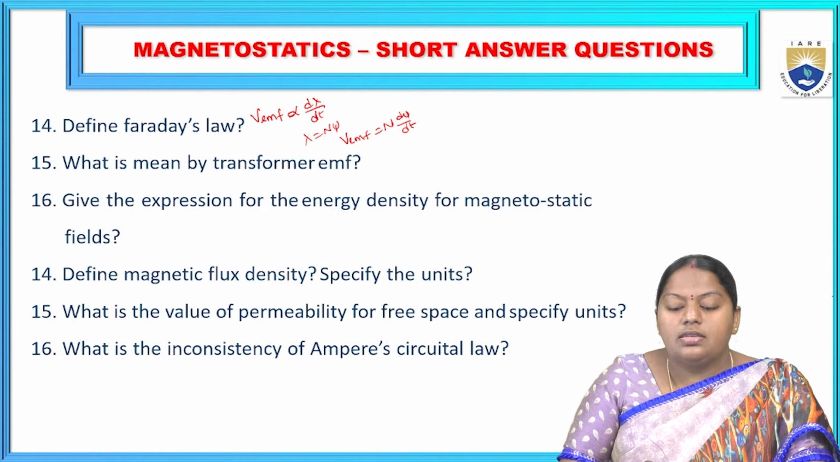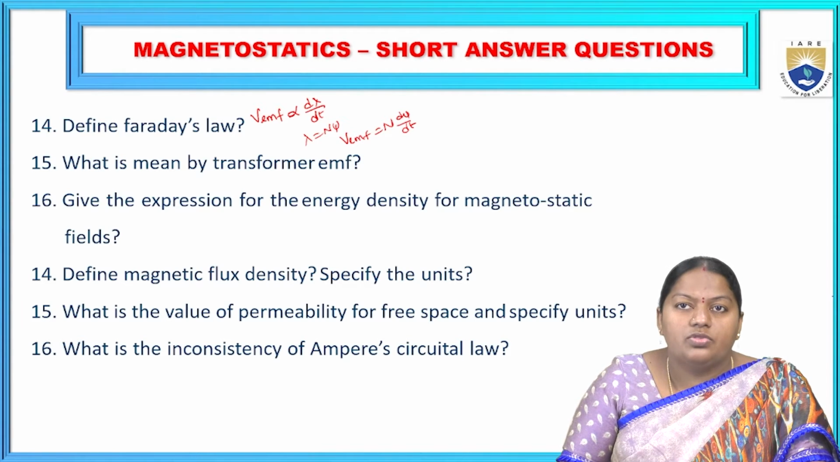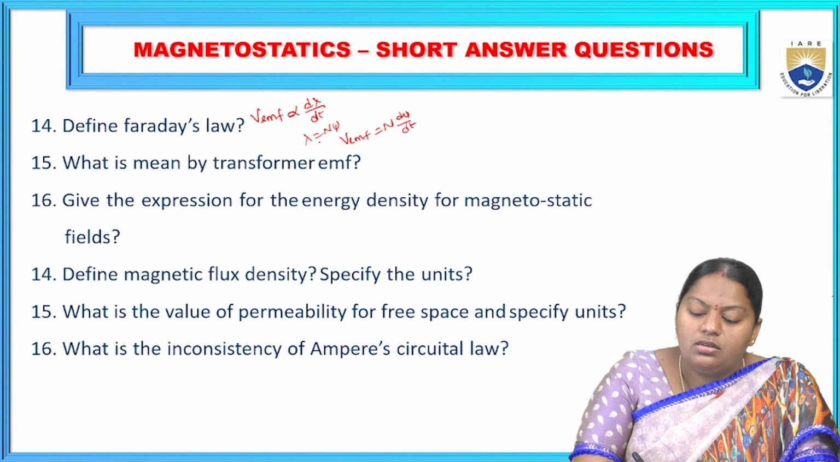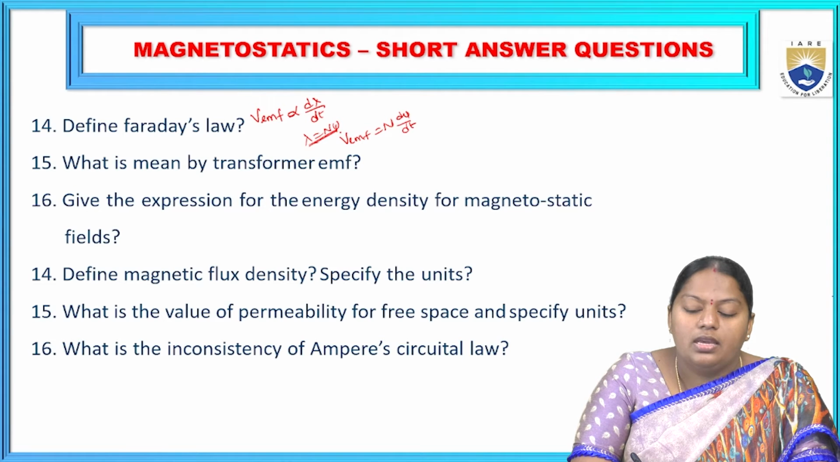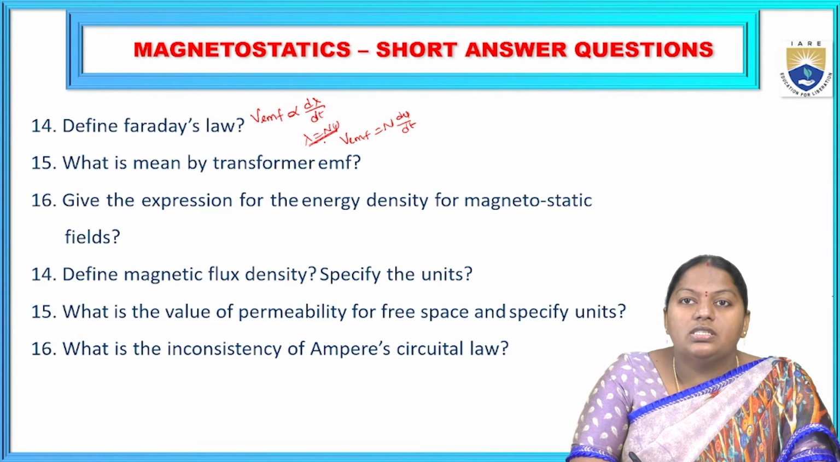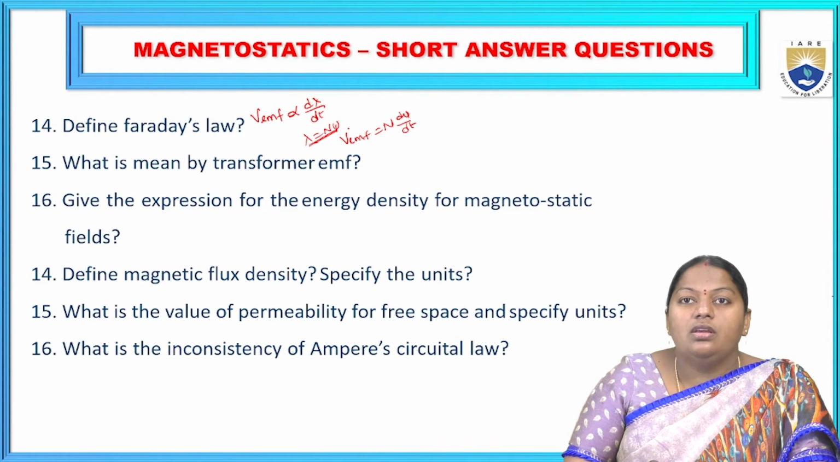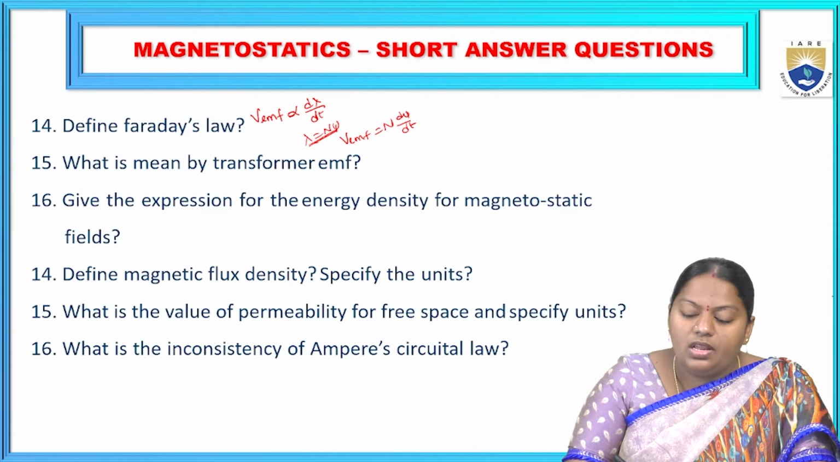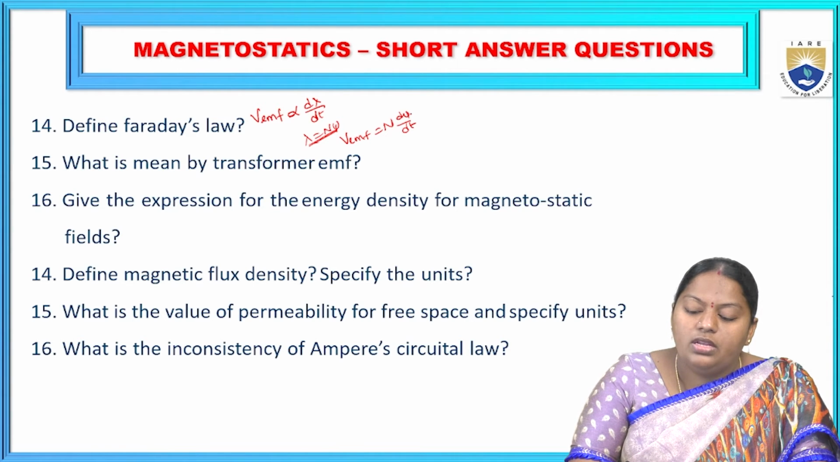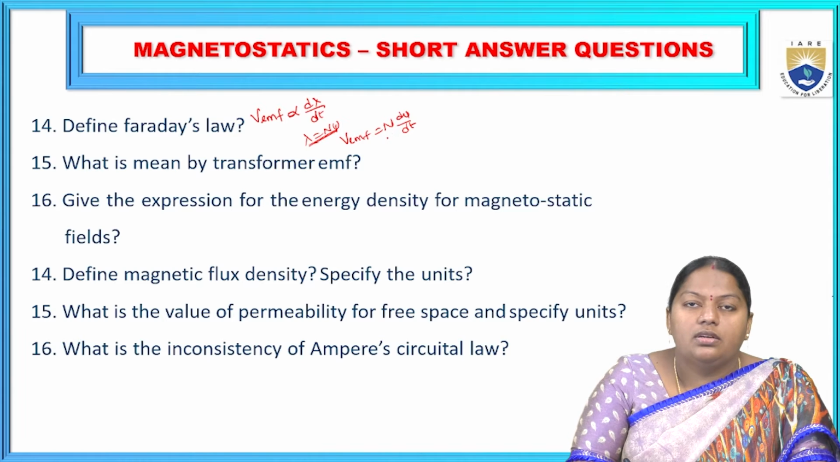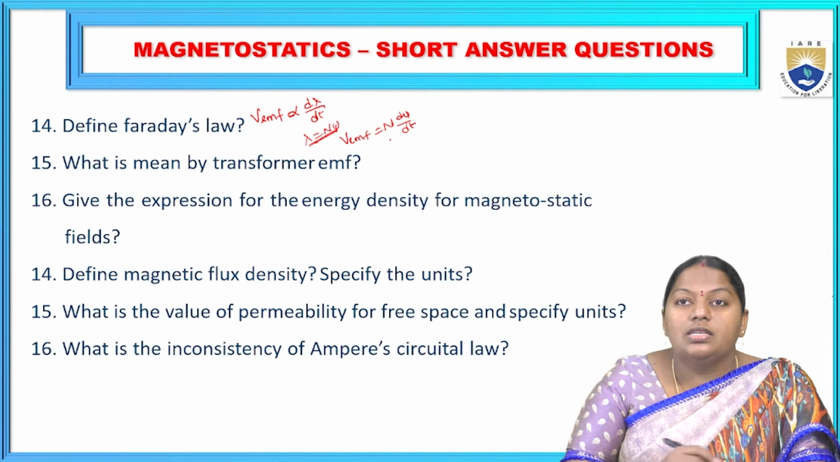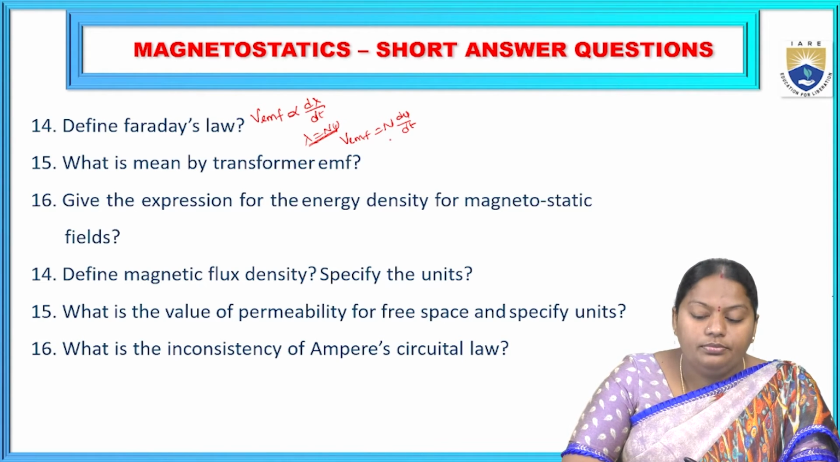Induced EMF in any closed circuit is directly proportional to the time rate of change of magnetic flux linkage, that is d lambda by dt. If you replace the magnetic flux linkage lambda with n psi, where n is the number of turns in the coil and psi is the flux through each turn, hence V_EMF is equal to n into d psi by dt. For a single turn, V_EMF is equal to d psi by dt.